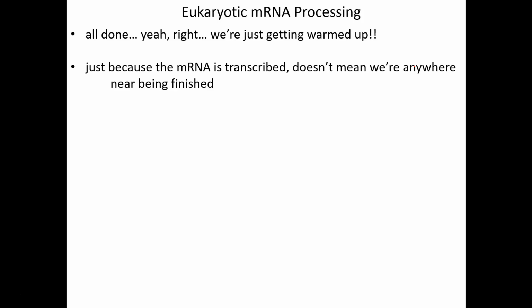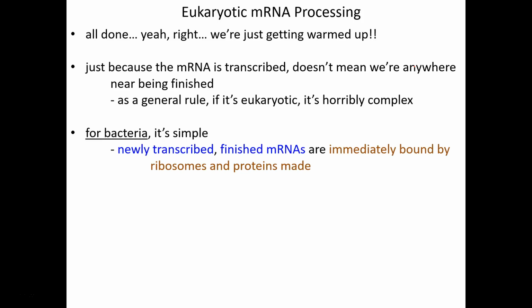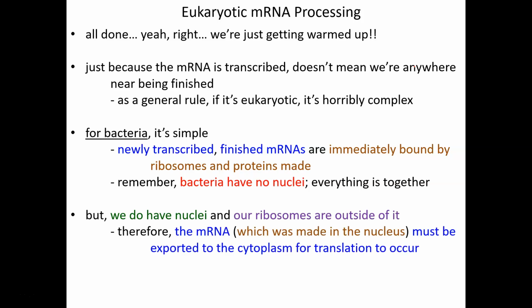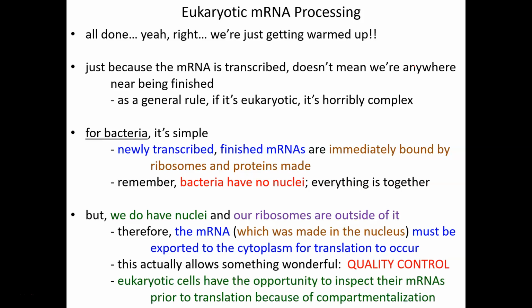So just because the mRNA is transcribed doesn't mean we're ready for translation. It has to be quality controlled. It has to be modified, checked, and processed. For bacteria, that's simple. Newly transcribed finished messenger RNAs really are ready for translation, but not so in eukaryotes. In eukaryotes, we've got compartmentalization because of the nucleus, and we also have more complexity, which means we need a tighter regulation system. We need more monitoring. So the mRNA that was just made in the nucleus has to be quality controlled, modified, and exported from the nucleus in order for translation to occur in the cytoplasm. And that's what we're going to talk about now, mRNA processing.